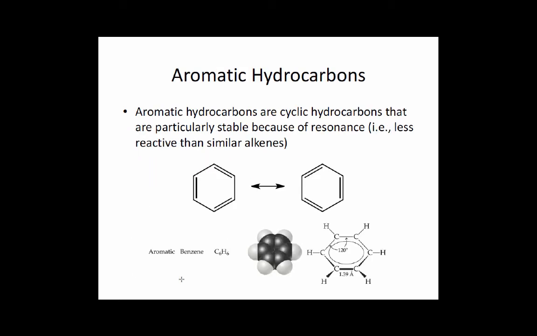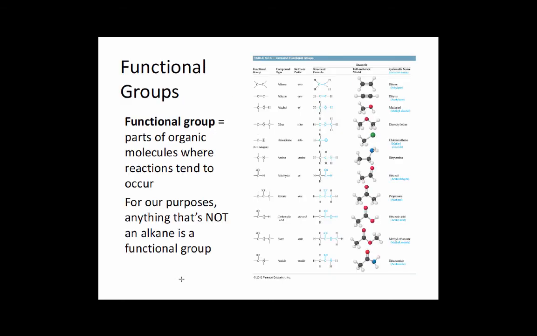Finally, we have aromatic hydrocarbons. Mostly you just need to memorize what these look like, and benzene is the only one that we really need you to know. You could call it an aromatic group if it was attached to another part of a molecule, or you can call it benzene. It's especially stable because of resonance between these two resonance structures, and so it's less reactive than similar alkenes because of that.